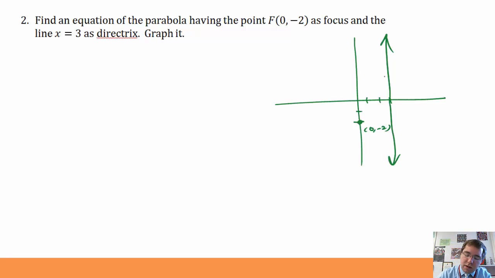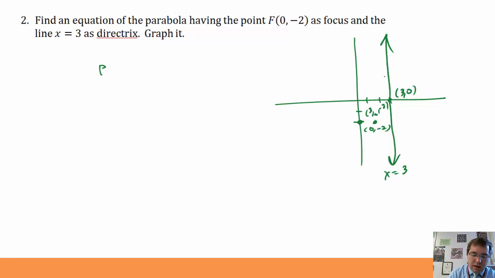Okay. So there's a point 3, 0. So if the vertex is exactly halfway between the focus and the directrix, the vertex must be here at 1.5, negative 2, or 3/2, negative 2. Now, let's find the equation the same way we found it before, using the distance formula.